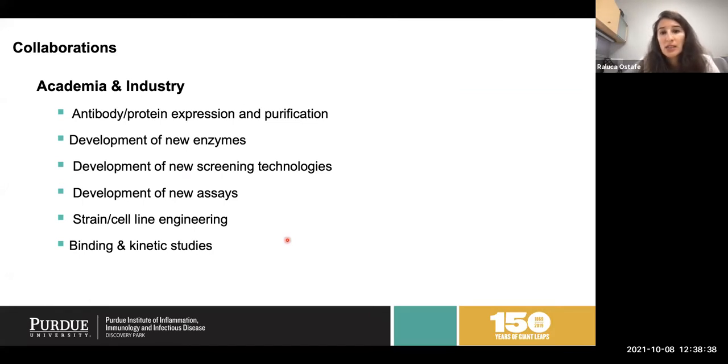We are developing a lot of new high throughput screening technology based on microfluidic systems, and development of new assays, because as I was mentioning, every enzyme and every protein is a specific case. We are doing, although we didn't focus on that so much, the strain and cell line engineering. This is really important once we have a finalized protein that we want to scale up for full production. And we are doing also a lot of binding and kinetic studies, both for antibodies and for proteins, for enzymes.